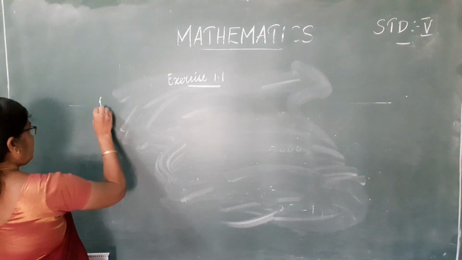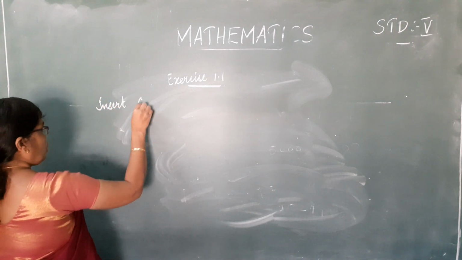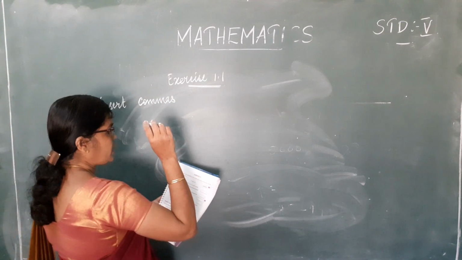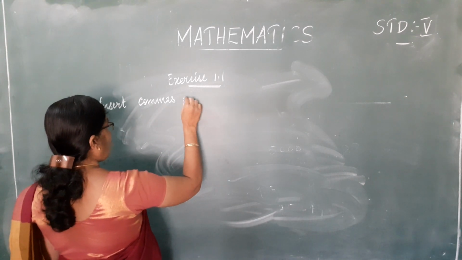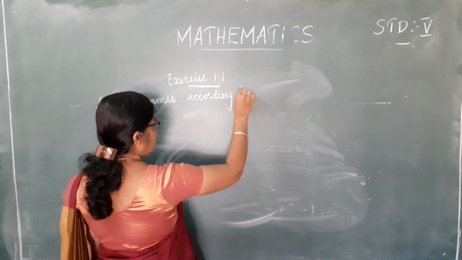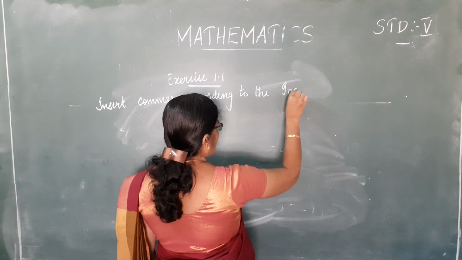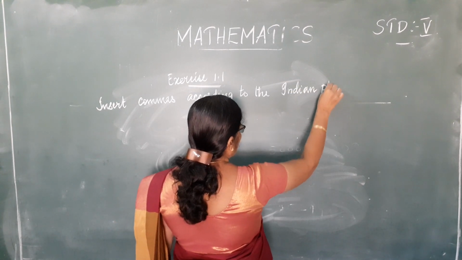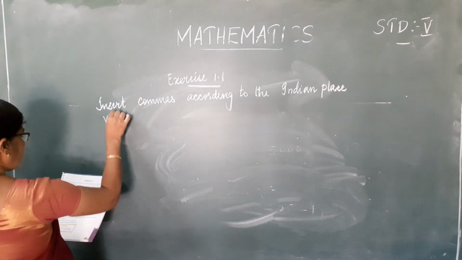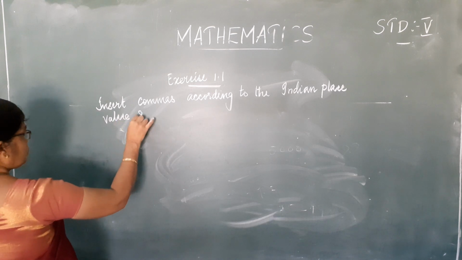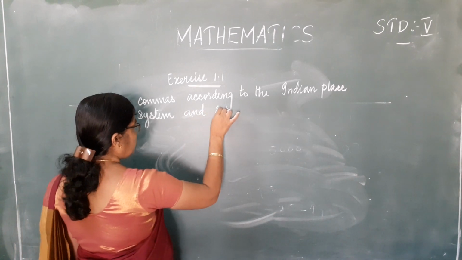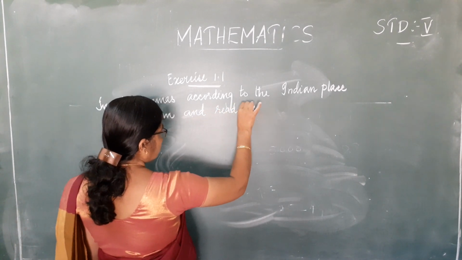Exercise 1.1: Insert commas according to the Indian place value system and read the given numbers.